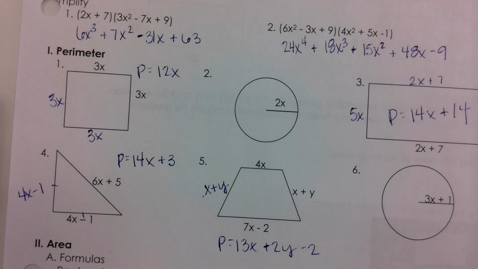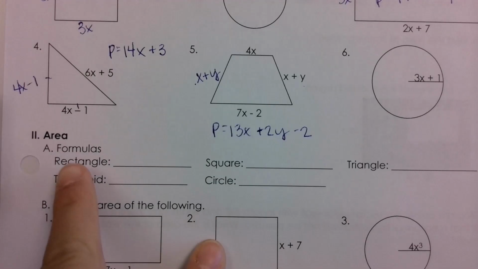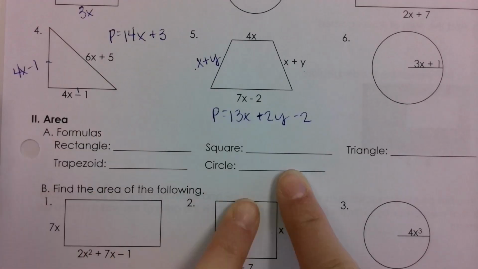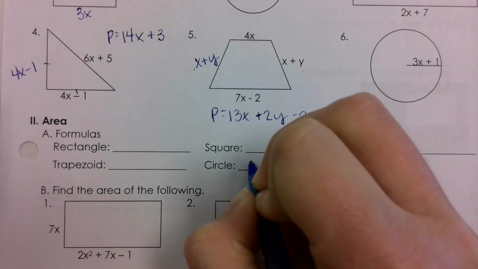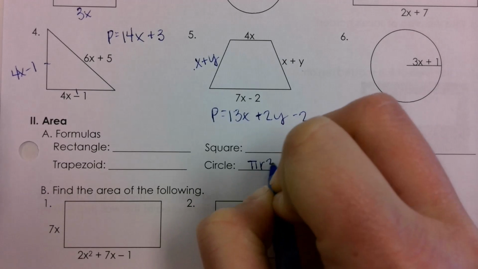Pi r squared is your area. So let's just hold the phone. We're going to come right here where it says formulas for area, and we've got circle. Can we go ahead and fill that in for circle? Because y'all are killing it. So we know that when we get there, that's going to be pi r squared. So that's your area formula.